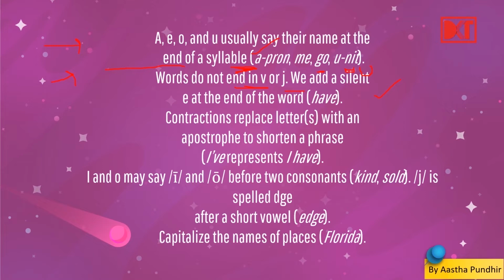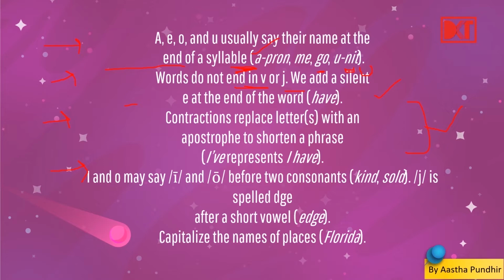At the end we have a silent E. Then contractions replace letters with an apostrophe to shorten a phrase. Like we know I've represents I have. I'm pretty sure you know about contractions. It's a pretty easy rule.